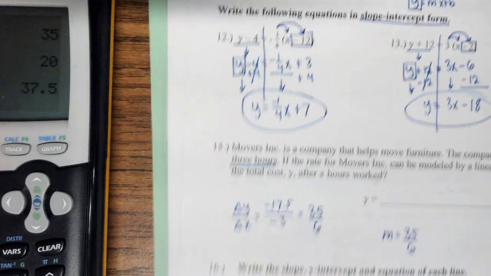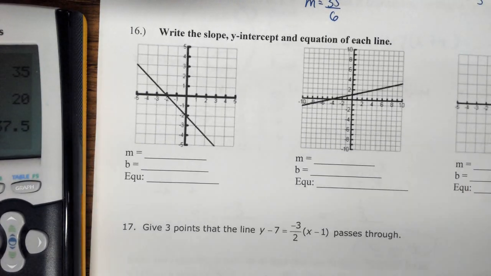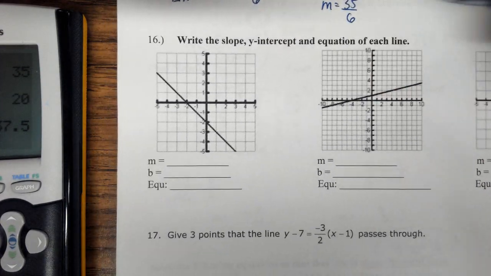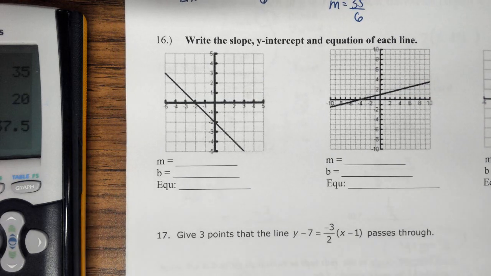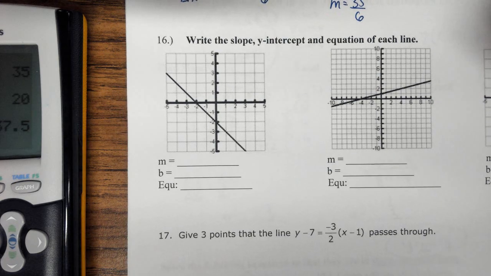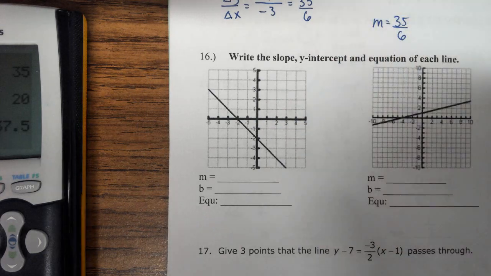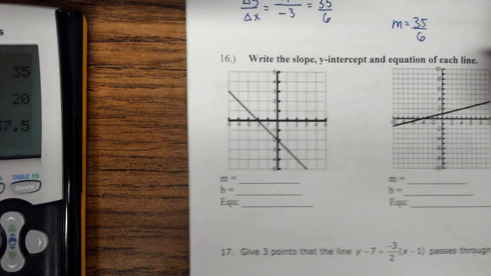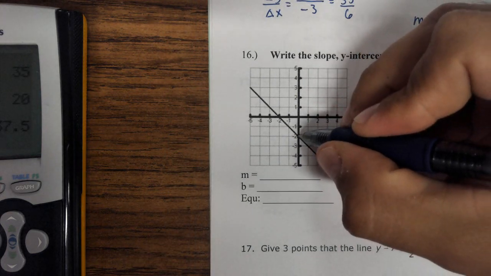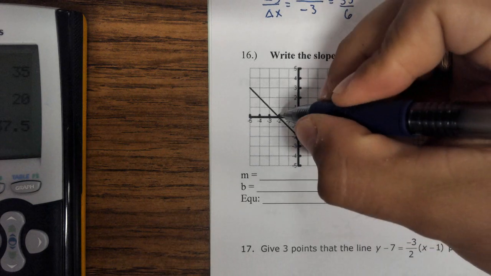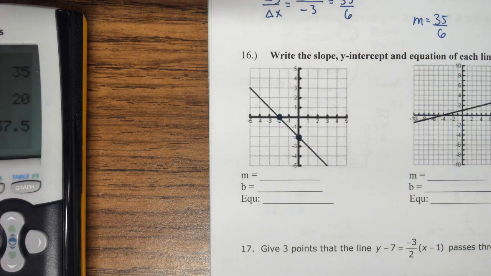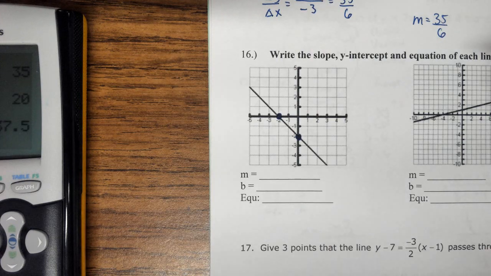All right, we can then move on to these bottom ones. Number 16 says write the slope, the y-intercept, and then the equation of each line. This is something that you should have done in 8th grade, and hopefully it's familiar to you. Some of these will give you points. Most of the time they won't, so we have to go in and find our own points. So I see 1 point there, and I see 1 point here. We go in, find our points, and then we can solve.